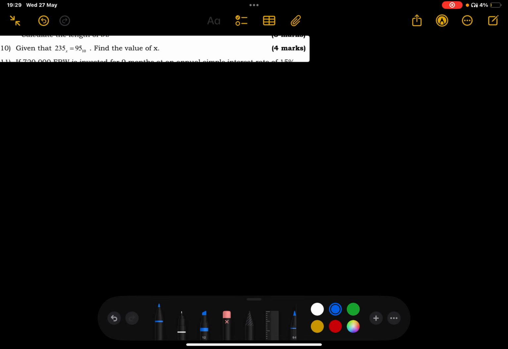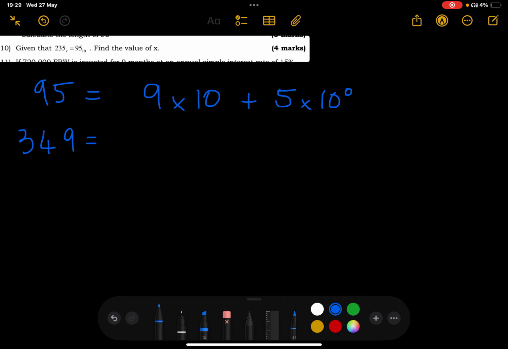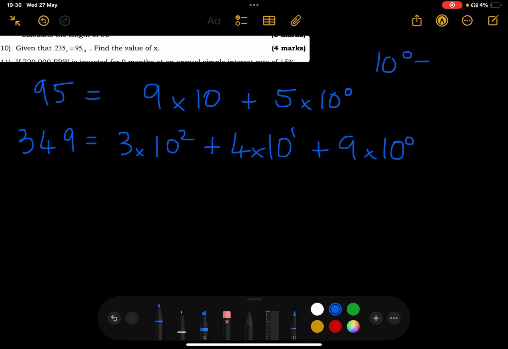Okay, this one is about bases. As a reminder, when we write in base 10, like 95, for example, we mean 9 times 10 plus 5 times 10 to the 0. Or, for example, if we have 349, what it really means is 3 times 10 squared plus 4 times 10 to the power 1 plus 9 times 10 to the 0. And a reminder that any number to the power of 0 is just 1.